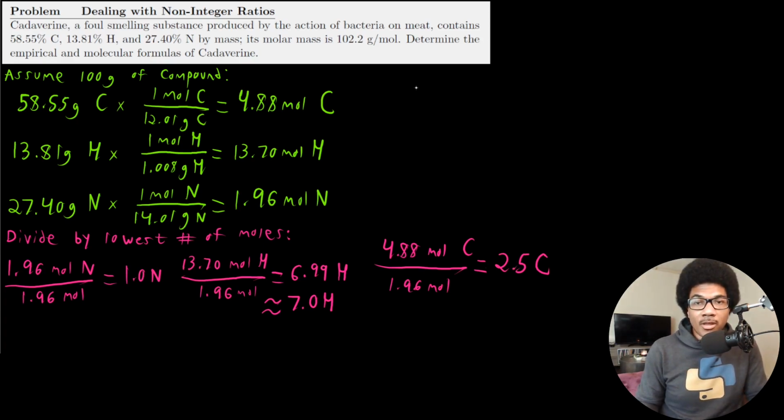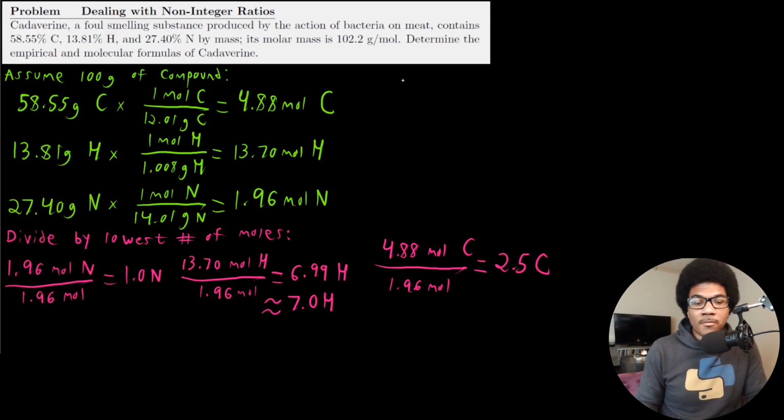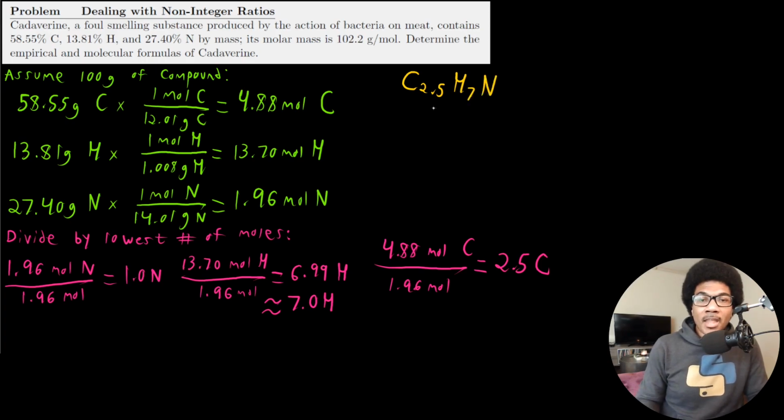So what we end up with from just directly these calculations is an empirical formula that looks like this: C2.5H7N. Now, we cannot leave this in this form. Why is that? Because this flies in the face of Dalton's atomic theory. We can't just have these non-integer ratios. Atoms are supposed to be countable. They're supposed to be countable whole numbers. So we can't have this C2.5 just outlying here.